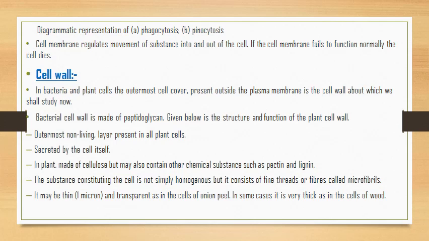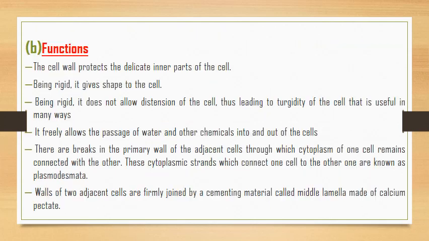Outermost non-living layer present in all plant cells, secreted by the cell itself. In plant, made of cellulose, but may also contain other chemical substance such as pectin and lignin. The substance constituting the cell is not simply homogeneous, but it consists of fine threads or fibers called microfibrils. It may be thin and transparent as in the cell of onion peel. In some cases, it is very thick as in the cells of wood.